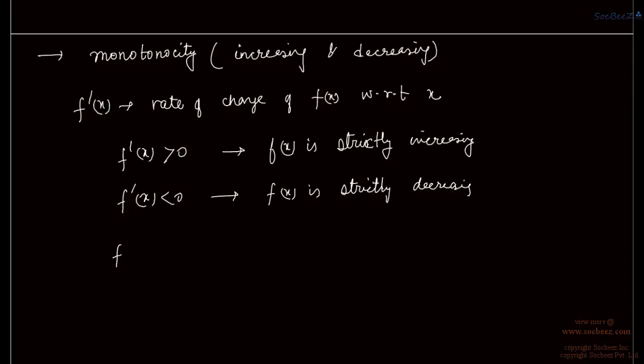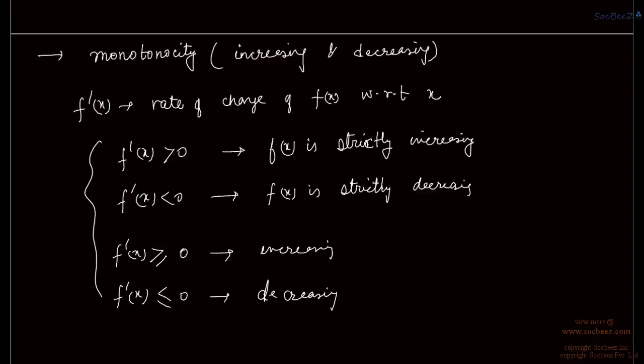If it is greater than or equal to 0, then it is just increasing, or non-decreasing. And if f dash x is less than or equal to 0, then we write it as just decreasing, or non-increasing. So these are the conditions for functions to be increasing and decreasing, right? Now next we have the concept of maxima and minima of a function.